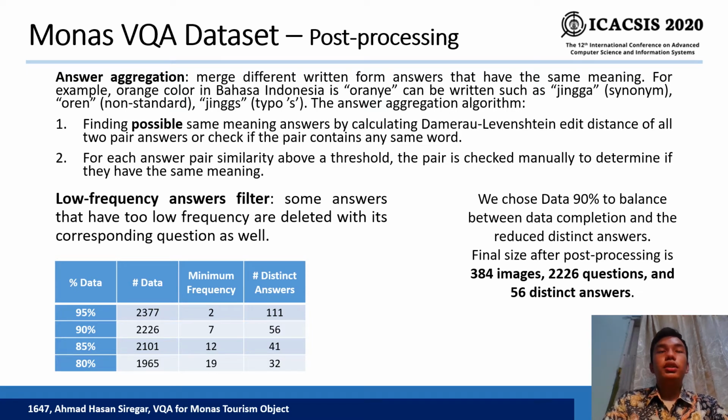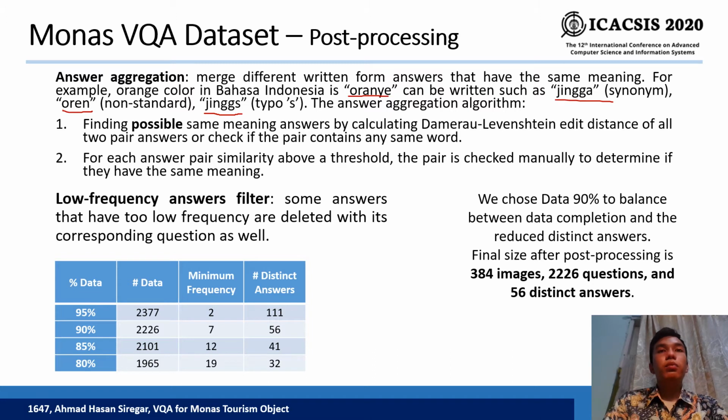So, after the dataset is collected, we apply some post-processing steps. There are two steps: answer aggregation and low-frequency answers filter. The answer aggregation will merge different written form answers that have the same meaning. For example, orange color in Bahasa Indonesia is oranye, which can be written with the same meaning but in different forms. There is jingga, a synonym, or a non-standard way, oran, or a typo.